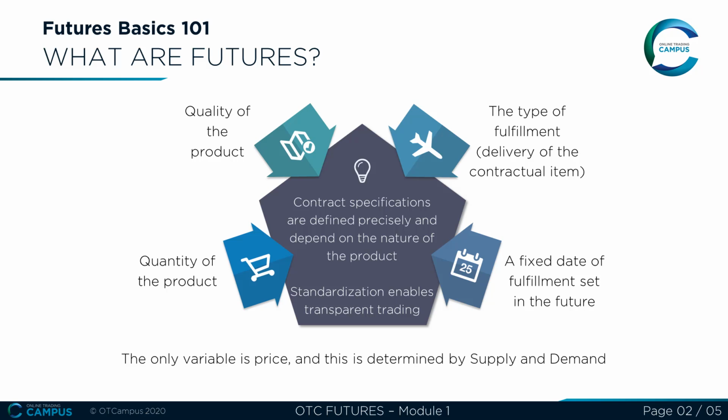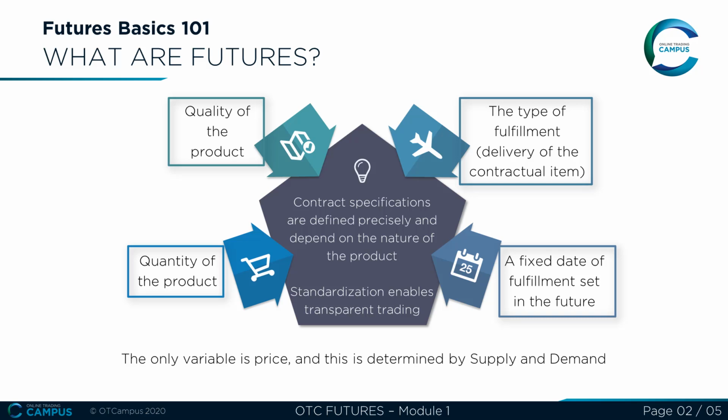Let's have a look into the specifications of a contract. As I said, contract specifications are defined precisely and dependent on the nature of the product. Standardization enables transparent trading. Let's review some of the specifications you might find in a commodity futures contract. But all specifications we will discuss and explain very much in detail during the course of the entire presentation.